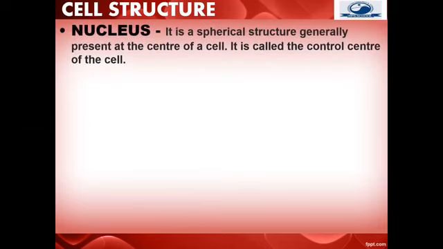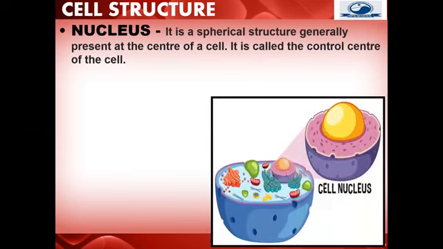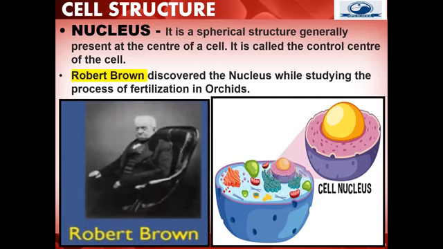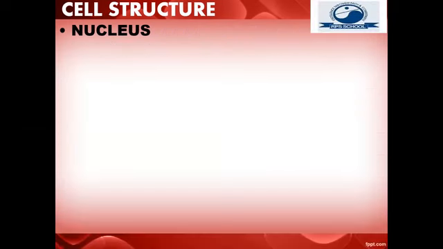Another important structure is the nucleus. It is generally a dense and spherical organelle present at the center of the cell, which is a vital part of the living cell. It can be seen easily with the help of a microscope. Robert Brown discovered the nucleus while studying the process of fertilization in orchids. The nucleus acts as a control center of all the cell activities and plays an important role in inheritance.